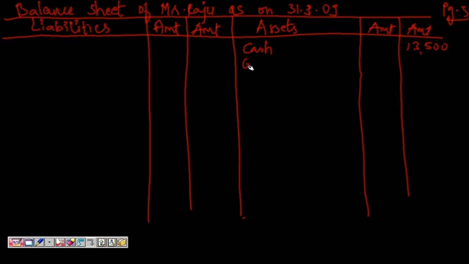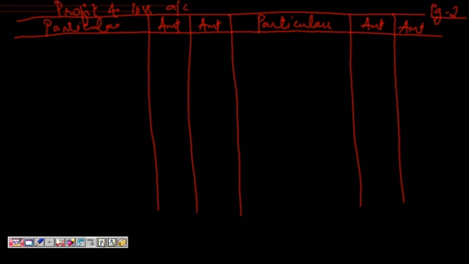Then goodwill. Goodwill is an intangible asset. Okay, intangible asset means anything which cannot be seen, felt, touched is called a goodwill. So goodwill, intangible asset, write under the heading intangible asset, and then write under assets goodwill. The value of goodwill is 20,000. So write 20,000 here. Okay, 20,000.